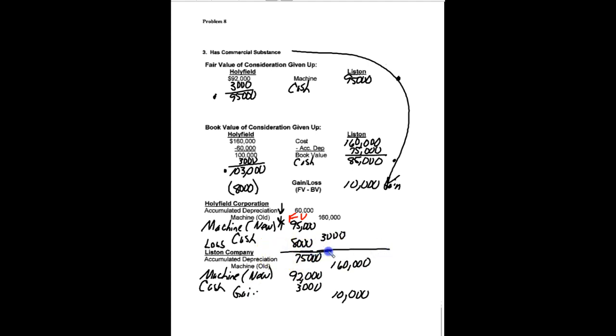Split that out so you don't get those transactions looking the same. So I have 3 debits and 2 credits and they equal out. Okay, so there's situation 3. So again, when it has commercial substance, I recognize both: losses get recognized immediately, and gains get recognized immediately.